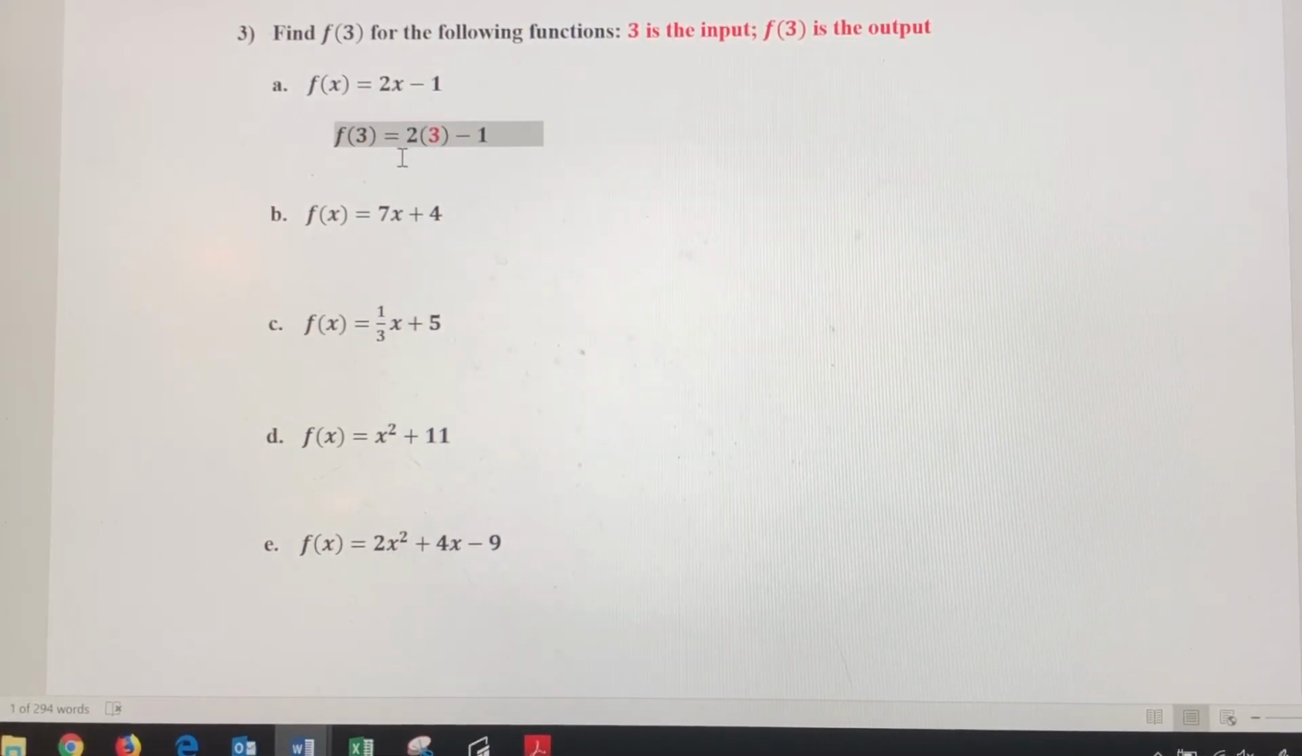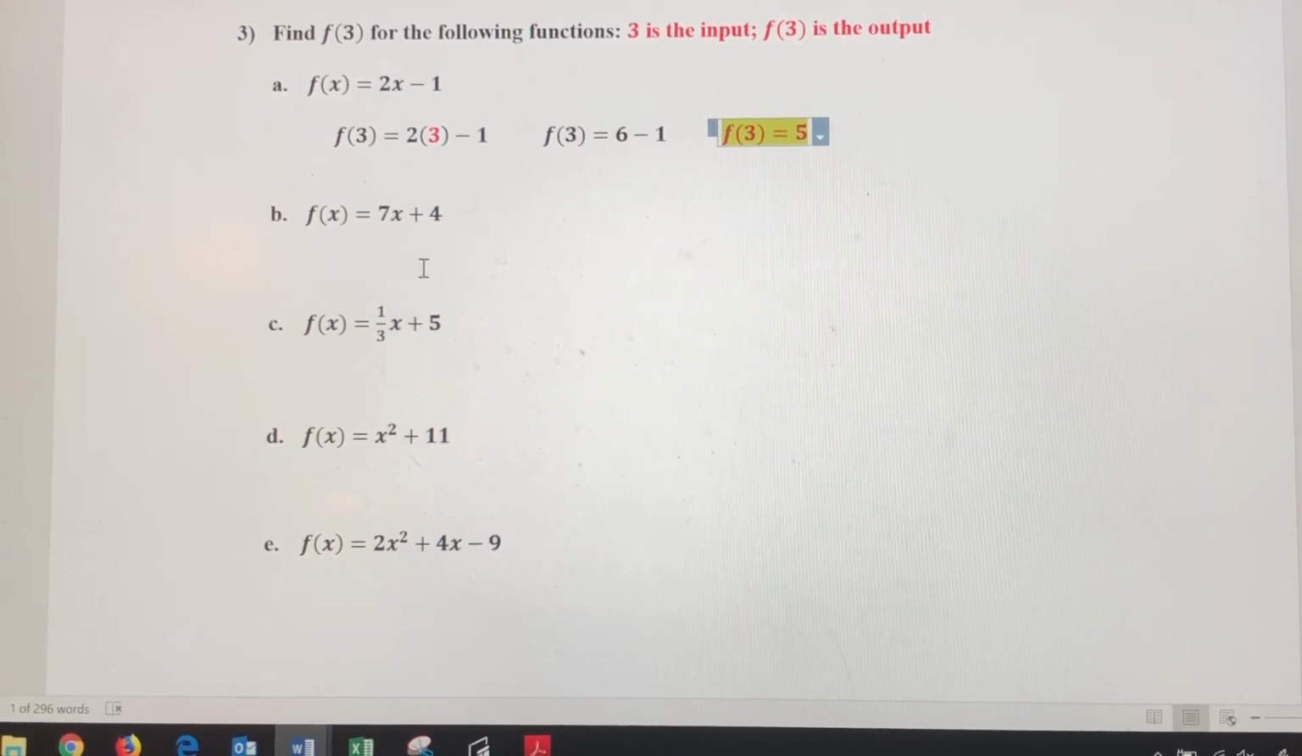So f of 3 then, all that means is we're going to replace x with this value 3 here. So we've got 2 times 3 minus 1, which is 6 minus 1. So f of 3, 3 being the input, gives us an output of 5, okay? So 3 and 5 would be the input and the output, the independent variable and the dependent variable, the x coordinate and the y coordinate, okay? Let's try B, and then I'm going to let you guys pause the video and try the last 3.